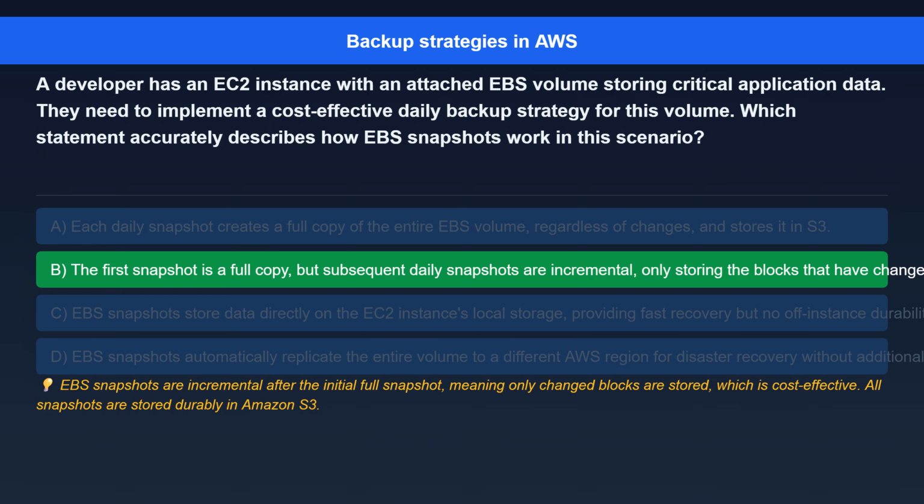The correct answer is, the first snapshot is a full copy, but subsequent daily snapshots are incremental, only storing the blocks that have changed since the last snapshot and are stored in S3. Here's the explanation.